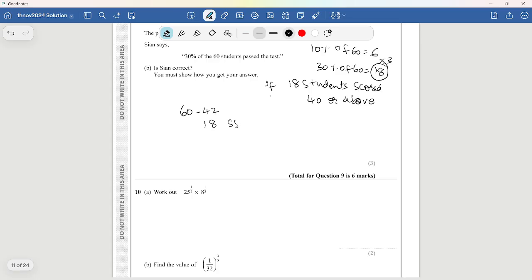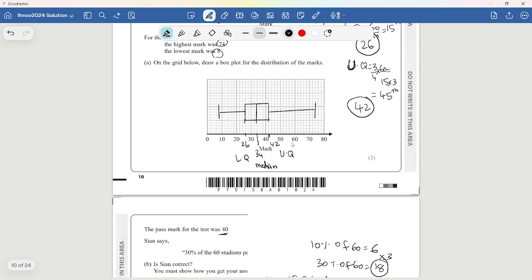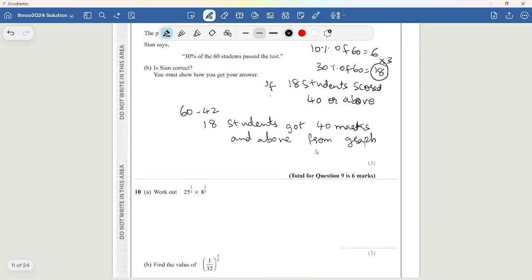So 18 students got 40 marks and above from the graph, and we have shown that using the red line here. So this confirms Sian is correct. So we will finally write yes, Sian is right.